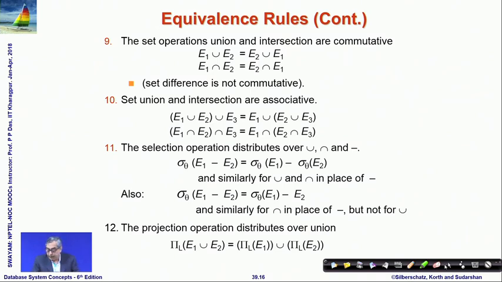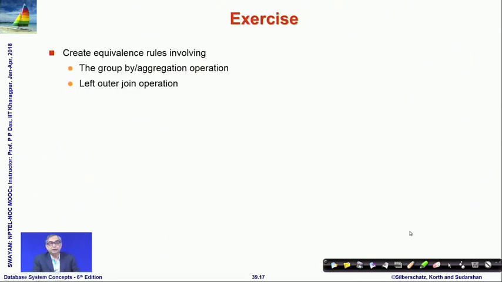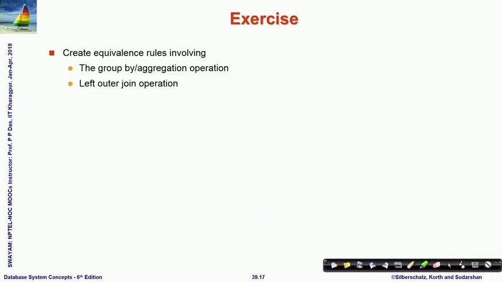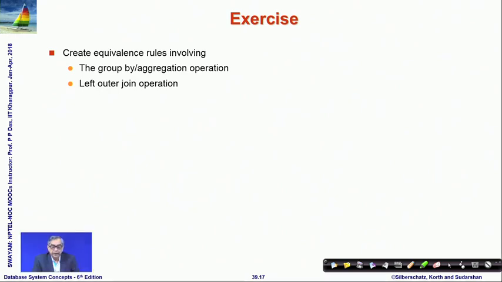In short, we have presented a set of different transformation rules by which you can make equivalent expressions, and between two or more equivalent expressions, our objective will always be to choose the one whose evaluation plan will have a lesser cost. As an exercise, I have left that you can create equivalence rules that involve group by or aggregation operations or different kinds of outer join, left outer join, right outer join and so on. Please work those out.